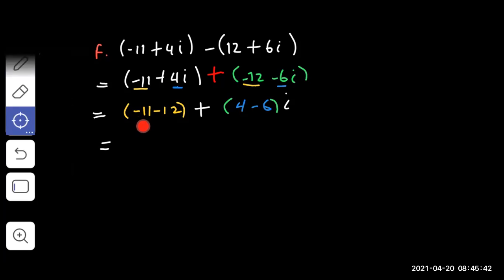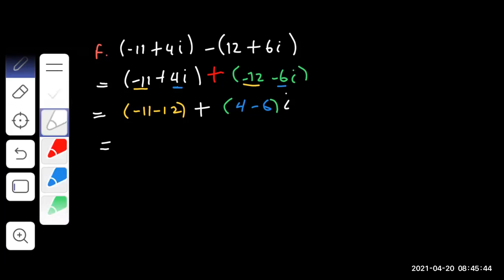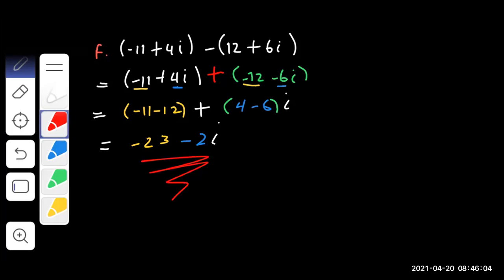If you got negative 11 and negative 12, what does it come up to? Negative 23. That's correct. And 4 minus 6 is negative 2. Negative 2 what? Something, and that something is i. That's correct, and that is the answer: negative 23 minus 2i.